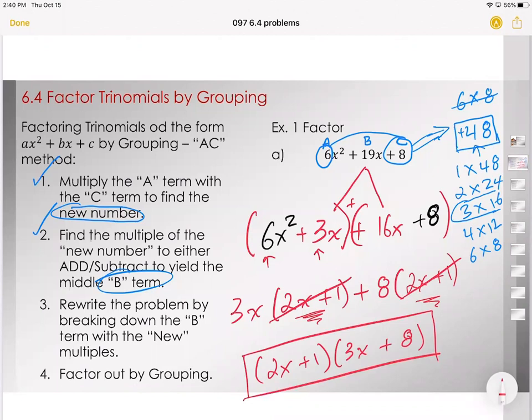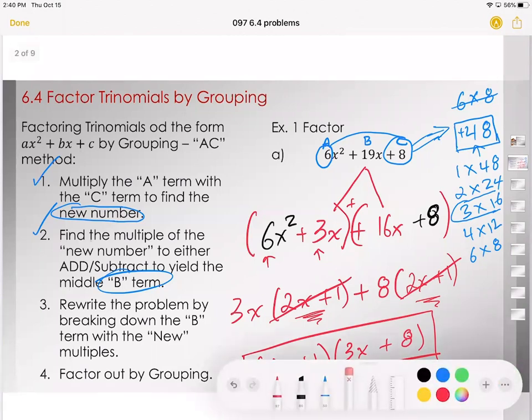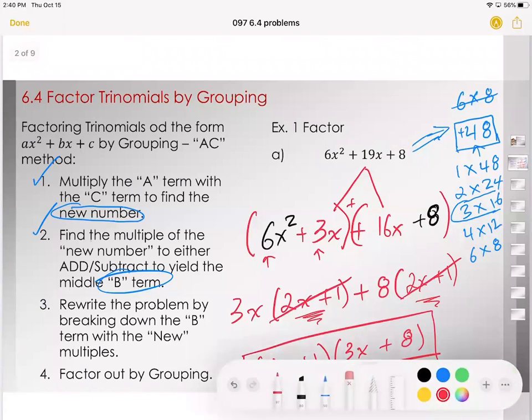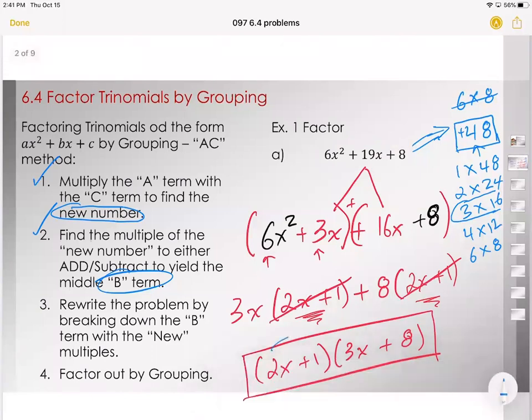Again, if you want to check, do you agree that 2 times 3 will give me 6? X times x is x squared. 1 times 8 is 8. We can see that the first number and the last number are correct. How do I test the middle? Do you agree that 3 times 1 is 3, and 2 times 8 is 16, and 3 plus 16 gives me 19x, and that is what we have there.